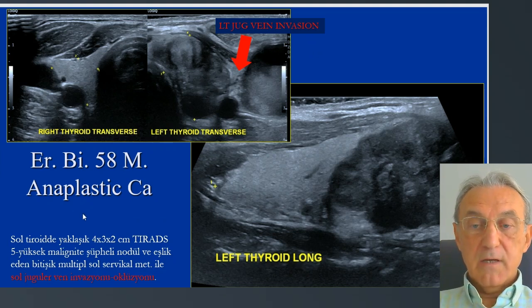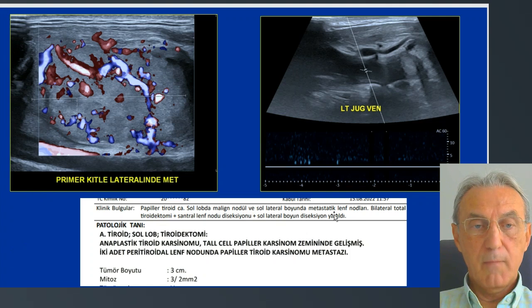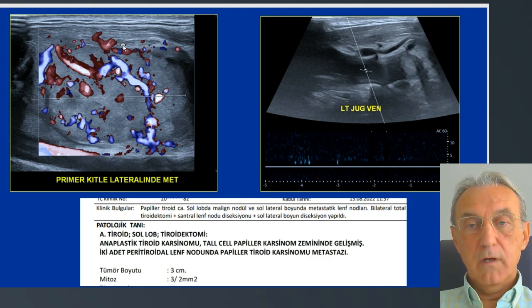And an example of anaplastic cancer in a 58 years old male. On the left side, you see a hypoechoic, big, irregular nodule, and we see that there is left jugular vein invasion in this case. In this longitudinal view, you can appreciate how big the anaplastic cancer is. And in the same patient, you see the jugular vein without any flow, and you can see the big mass, which is a metastasis.